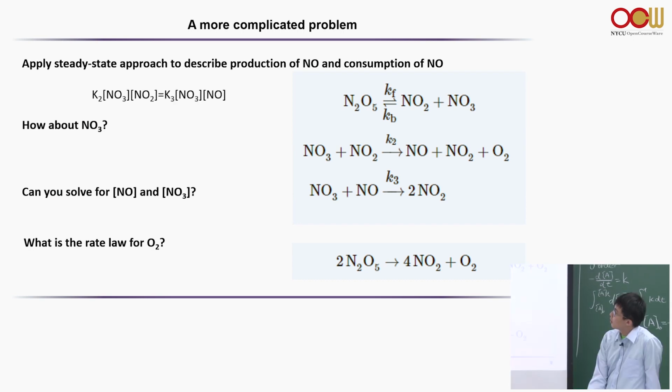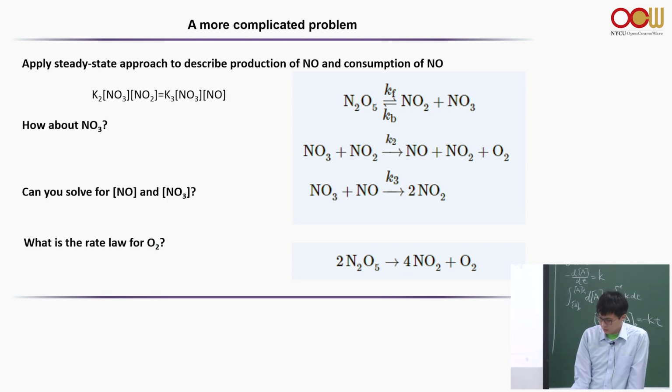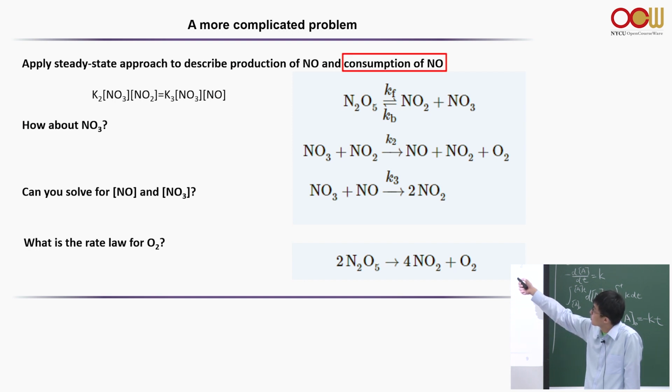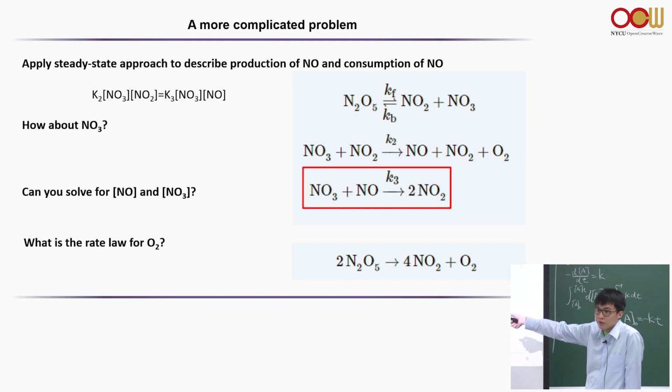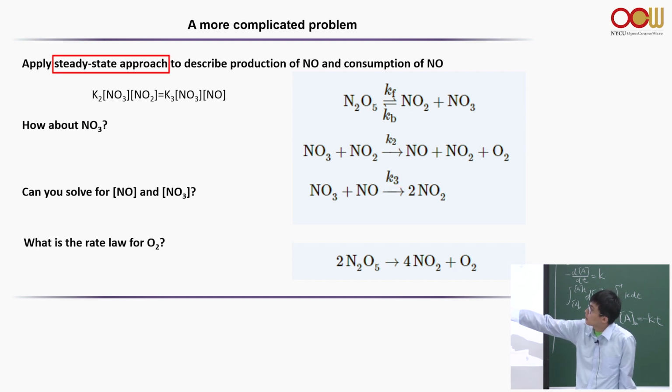Either way is fine. Okay, did most of you get this for the production of NO? So this is quite simple. You should already know this by now from the first lecture. If we look at this equation, it's simply saying the production of NO is K2 times the concentration of these two terms. Consumption of NO is simply this equation, this times K3. Then you will use the steady state approach.